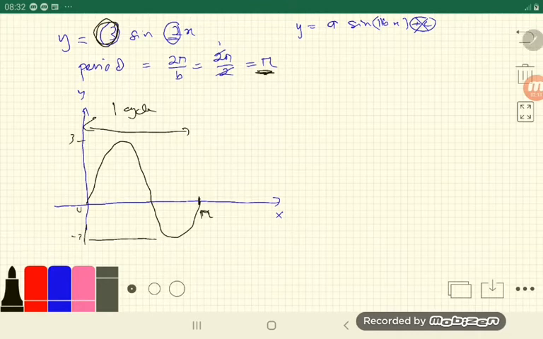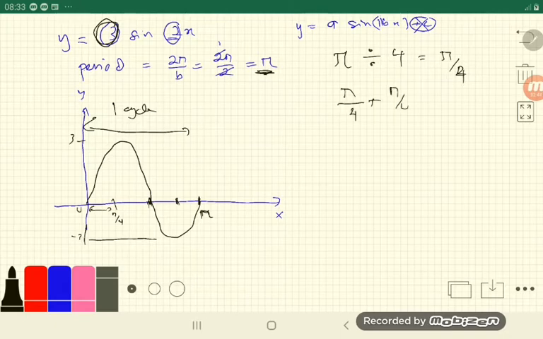Again, we can say that we have 4 stopping points here. So we are going to divide the value of pi by 4. So it becomes pi over 4. The distance from the 0 to this part is pi over 4. So 0 plus pi over 4 is pi over 4. You need to continue with the rest. How to get the next one? It will be pi over 4 plus another pi over 4.